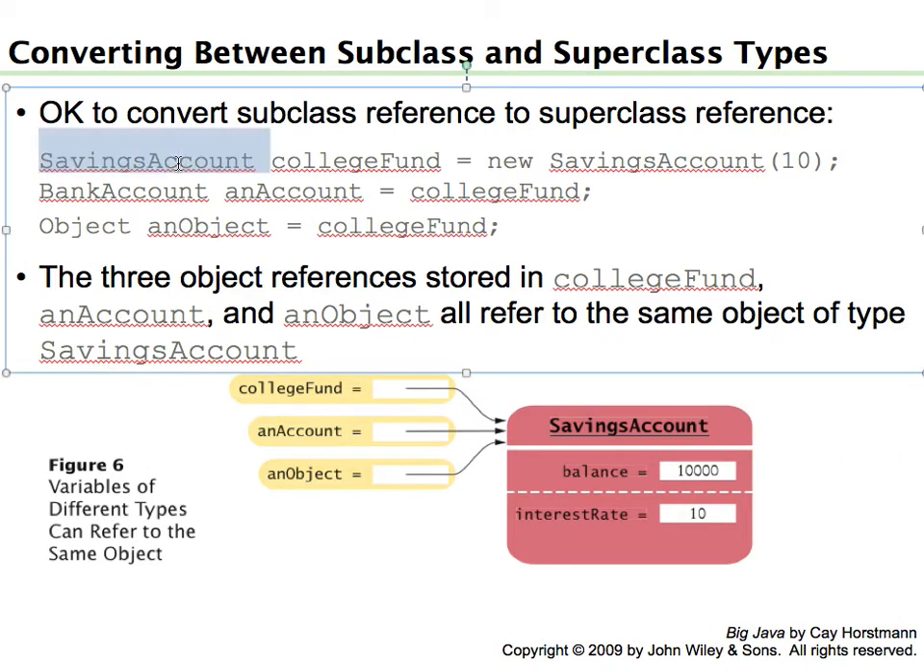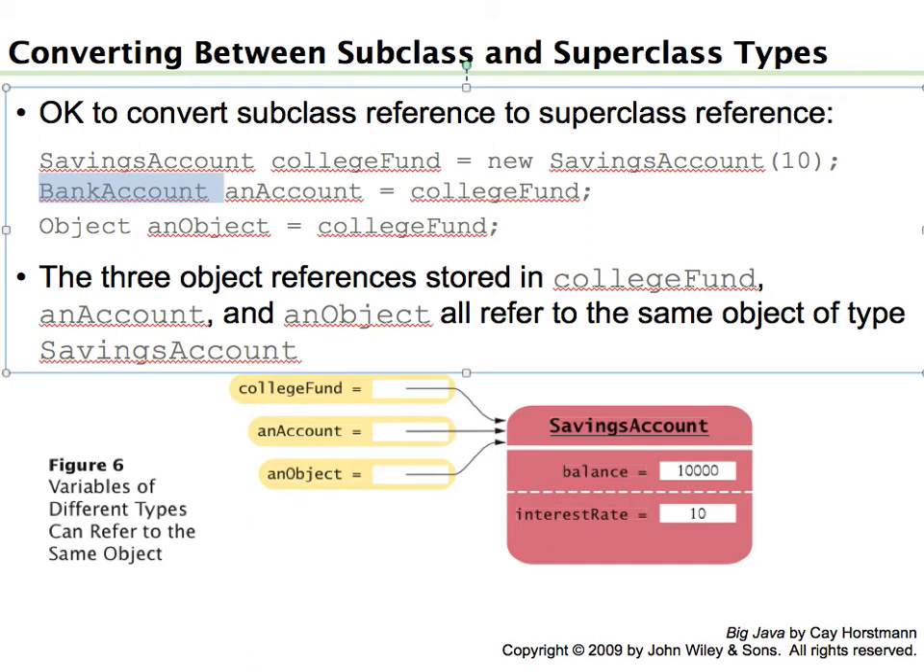So if you have a saving account that is a subclass of a bank account, you can take a saving account object, like college fund in this example, and assign it to a reference of type bank account. Like before, this bank account is the long, and this one is the integer. You can take a variable of a different type and assign it to a variable if the different type was a subclass of the reference. Okay.